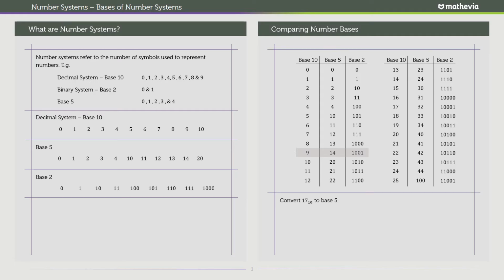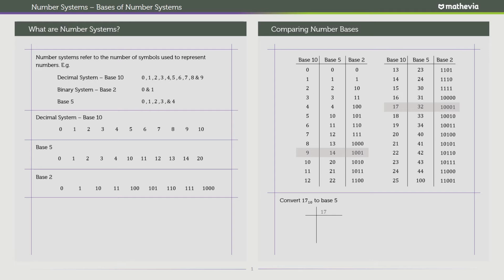Now let's do an example. Convert 17 base 10 to base 5. If you look on our table, you'd find that 17 base 10 to base 5 is 32. But you won't always have this table. So let's say you're not given this table. How would you go ahead with converting a number in base 10 to base 5? Here's what you do. Now watch closely.